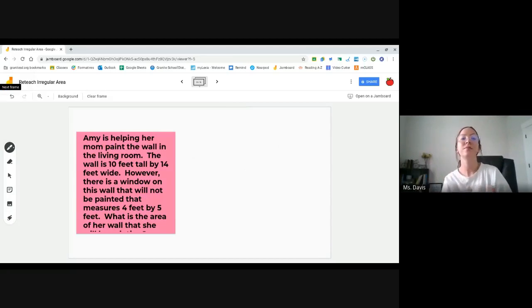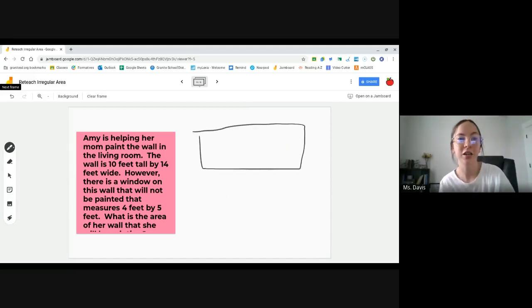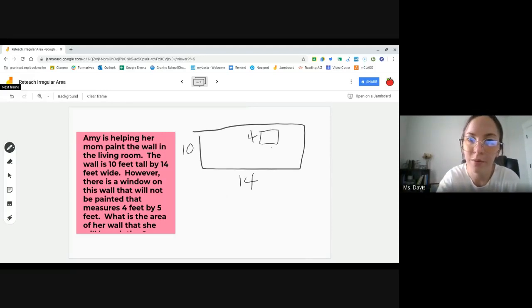And the last one is very, very similar. Amy is helping her mom paint the wall in the living room. I'm going to draw the wall now so that I don't have to go back and find the information later. The wall is 10 feet by 14 feet. Got it? However, there is a window, and it measures 4 feet by 5 feet. Got it? What is the area that she will paint?